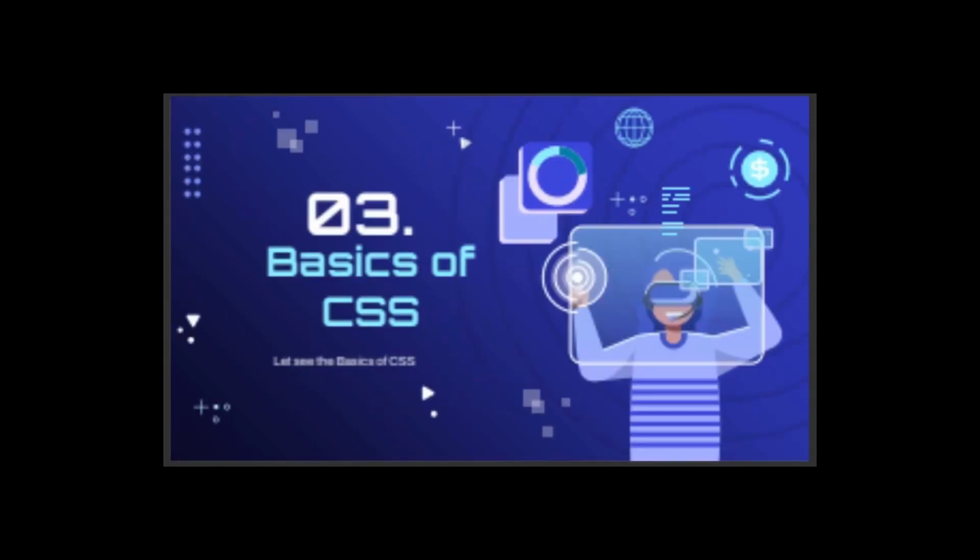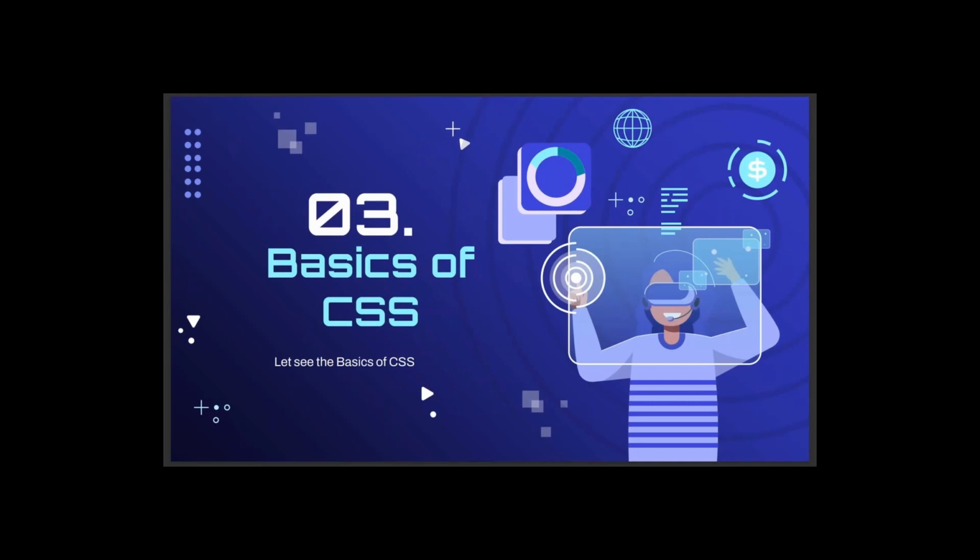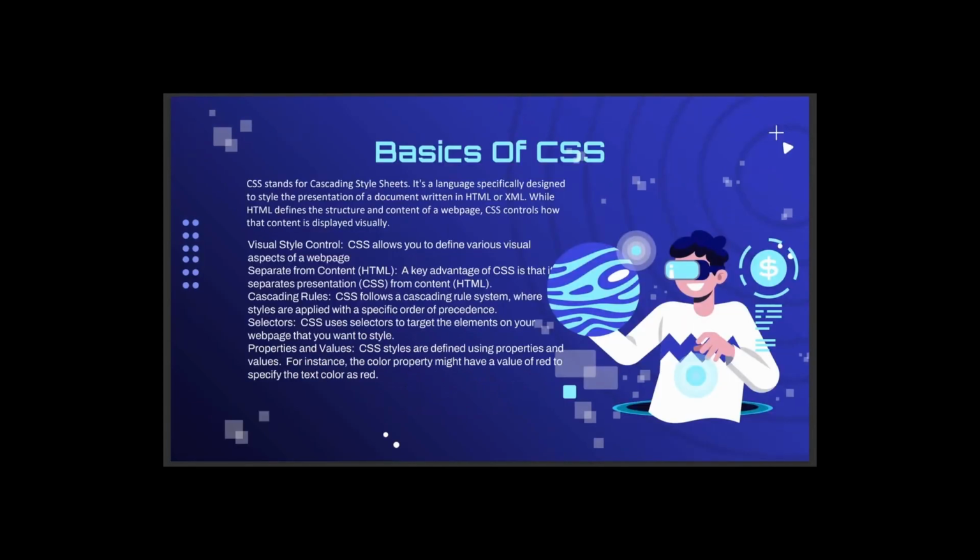Next we see the basics of CSS. CSS stands for cascading style sheets. It is a language specifically designed to style the presentation of documents written in HTML or XML. While HTML defines the structure and content of the web page, CSS controls how the content is displayed visually.